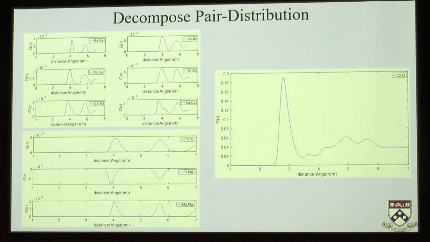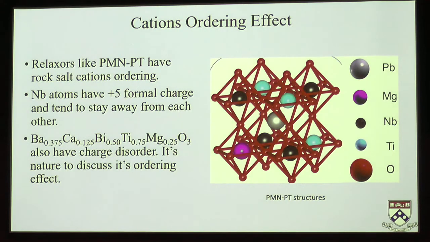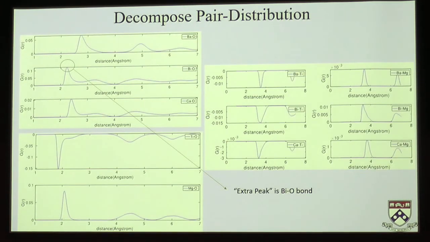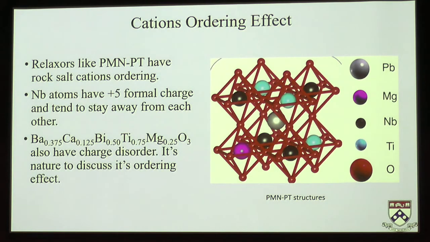And this is another element pair distribution function here. The take-home message in this slide is that our molecular dynamics simulation clearly identified the extra peak. At the beginning of our simulation, we made an assumption that the elements are randomly distributed around the A site and B site. So let's examine whether this assumption is valid or not.